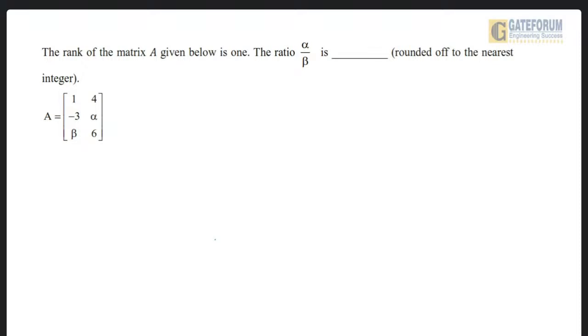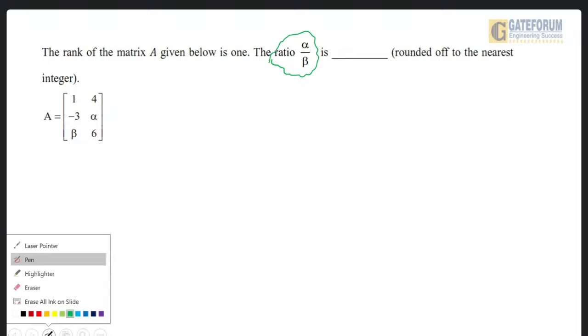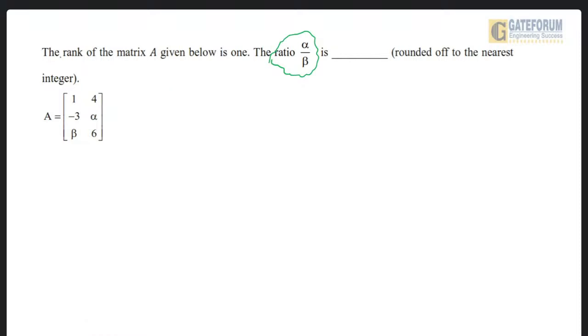The question is, the rank of the matrix A given below is 1. The ratio alpha by beta is dash, rounded off to the nearest integer. A is a 3 cross 2 matrix, given. So finally, the ratio alpha by beta, and rank is 1 given. These are the key points. Now solution.